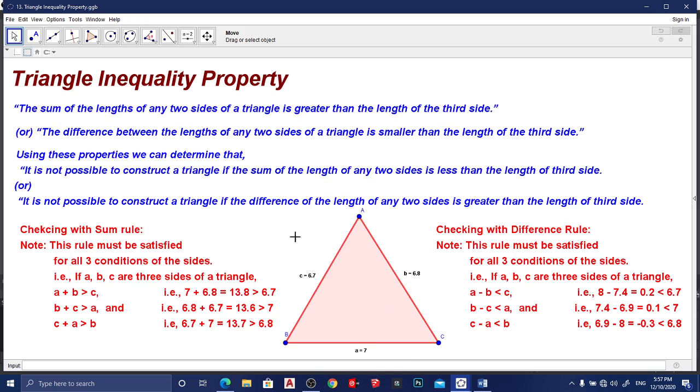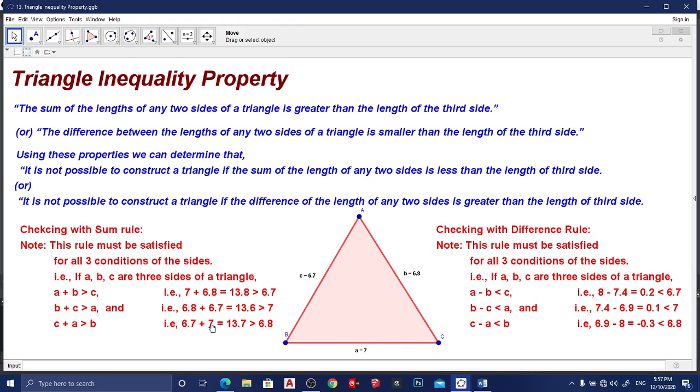Now whether this property is satisfied here or not, you can check by using these values. So what is the property here? The sum of the lengths of any two sides. If you take any two sides, for example A and B, by adding these two lengths, that sum will always be greater than the length of the third side.